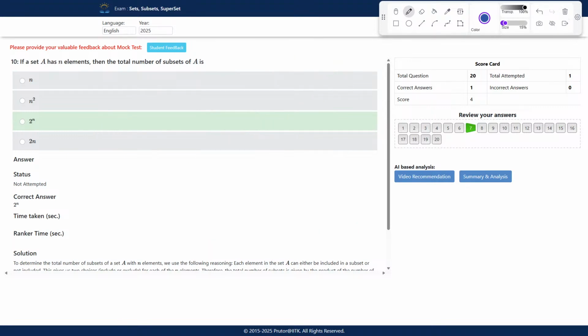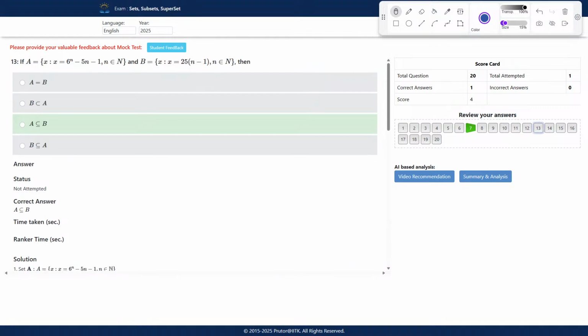So shall we move to next? We are only left with some limited time. We have only 10 to 15 minutes. So shall we move to next? So moving to next. So 12, I think 13.